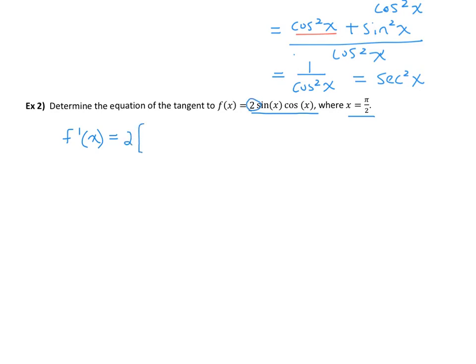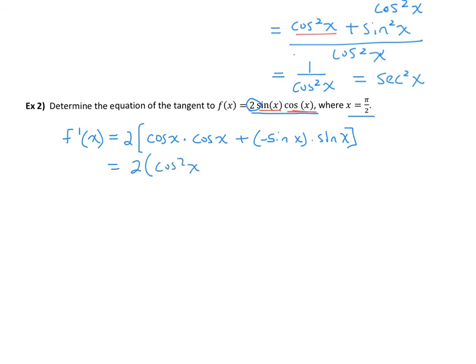And then I've got 2 functions here. I've got sine x and I've got cos x. So product rule makes sense here. I want the derivative of the first. So the derivative of sine x is cos x times the second plus the derivative of the second. The derivative of cos x is negative sine x times the first. And then I'm going to tidy that up. So we're going to have 2 times cos squared x.